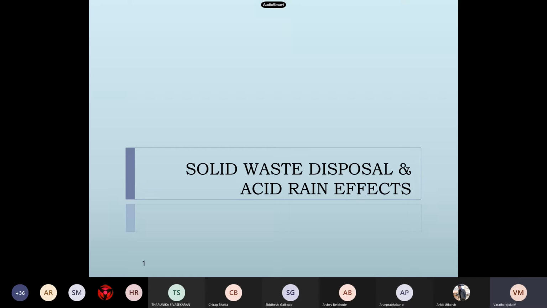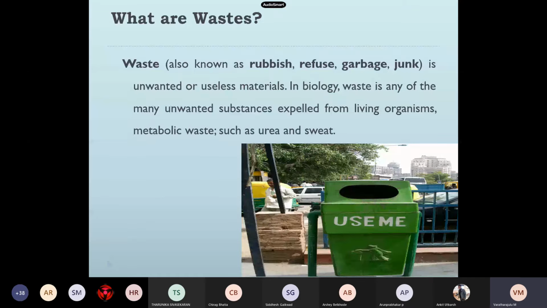From that, it would be preferred to start this session with solid waste and disposal and wastewater. Waste is rubbish, refuse, garbage, junk, which is unwanted or useless material. In biology, waste is any of the many unwanted substances expelled from a living organism, the metabolic waste, such as urea, or sweat. What are the different kinds of waste?